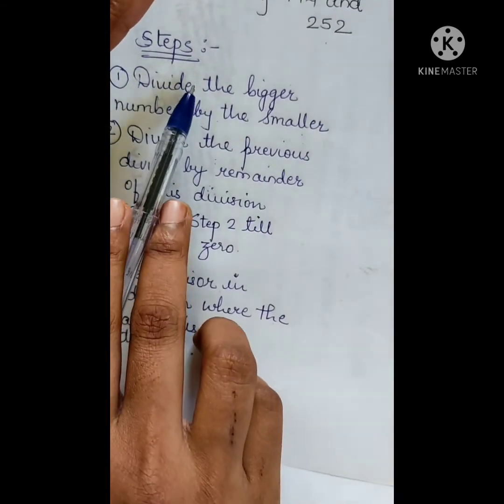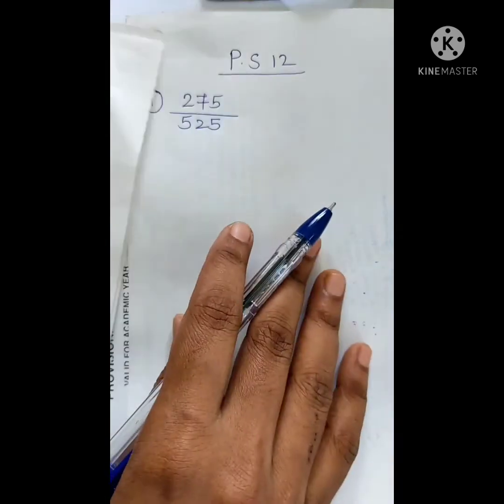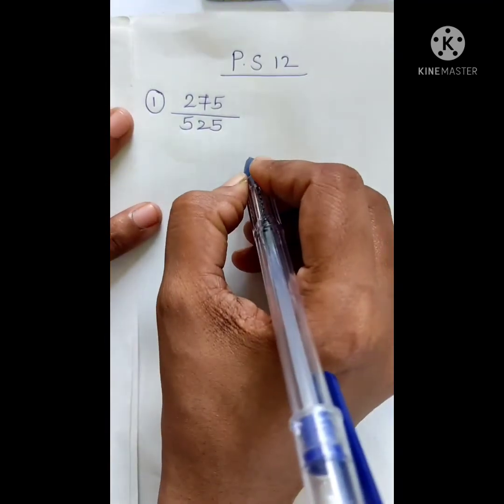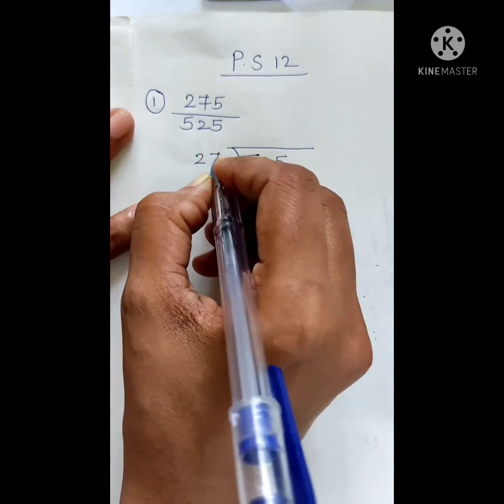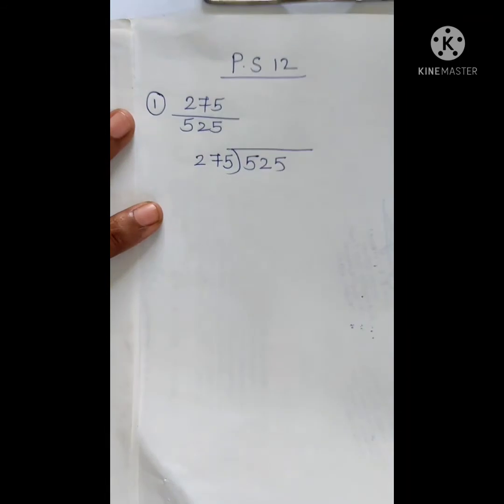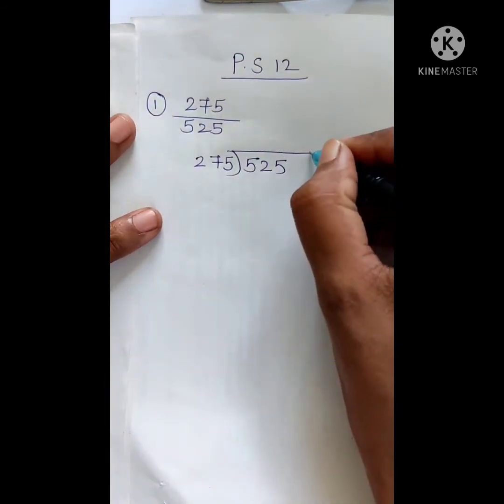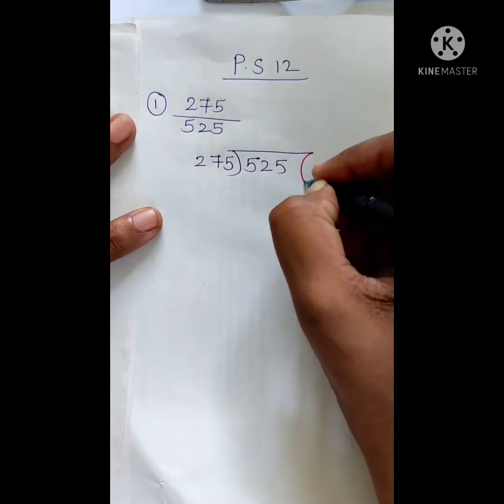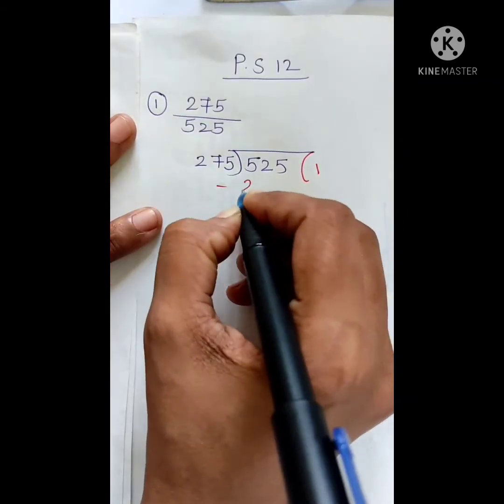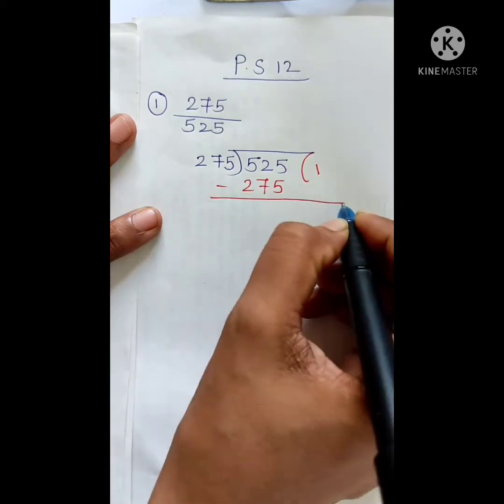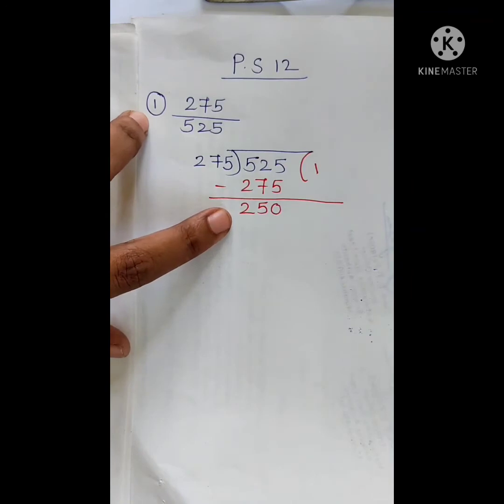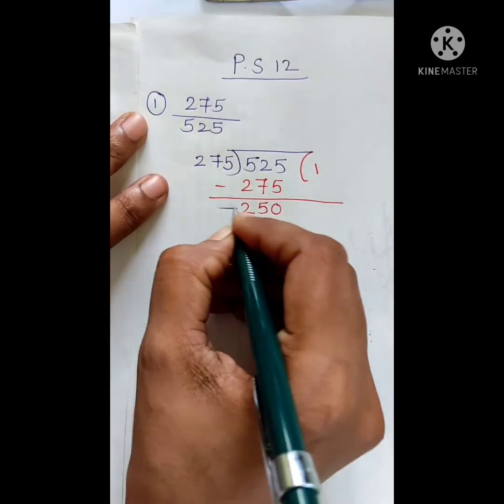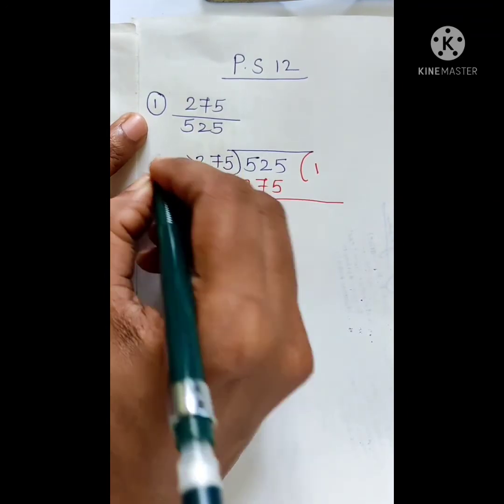Now see, the first step is what? First step is divide the bigger number by the smaller. So which is the bigger number here? 525, and this is the smallest number. Okay, so we'll start with the division. So 275 ones are 275. So you get the answer as 250. Now your 250 is your remainder. This is your divisor.